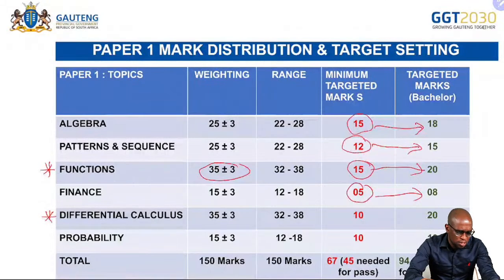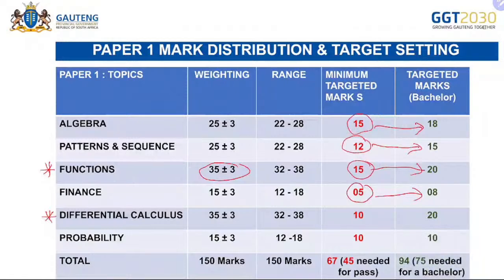Right, and then we have also differential calculus. That's where I put an asterisk. That's one other topic that we'll be focusing on today. Obviously, when we look at the weighting, we can see that it weighs 35 with a variance of 3, which means it can range between 32 to 38 marks.